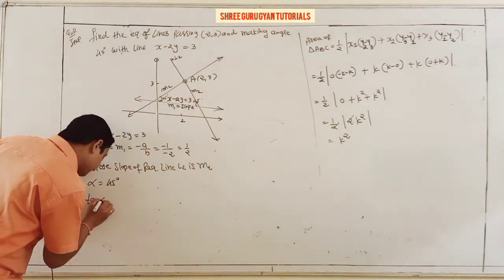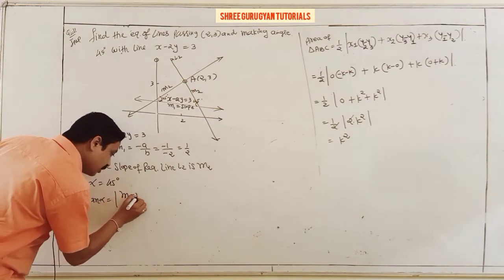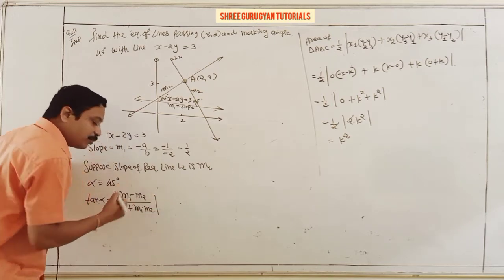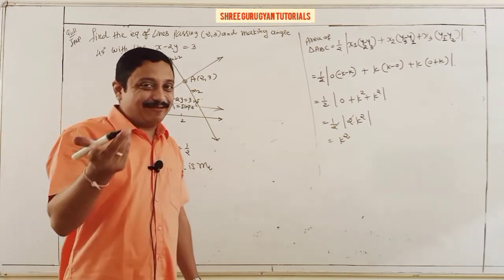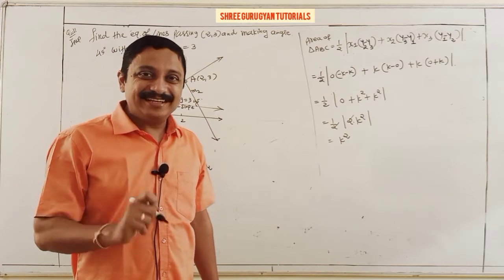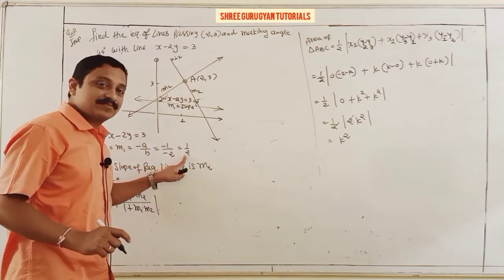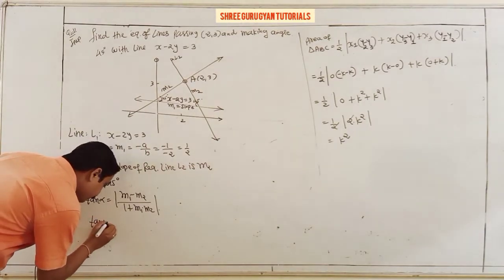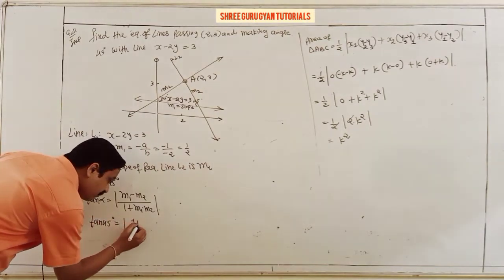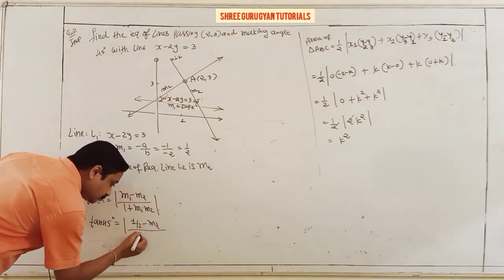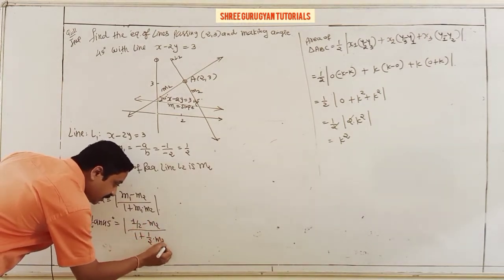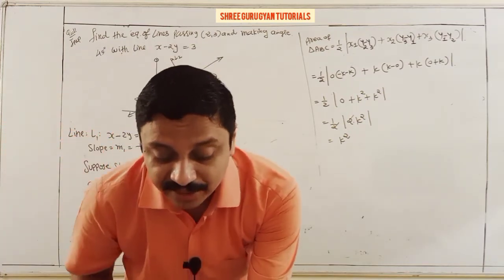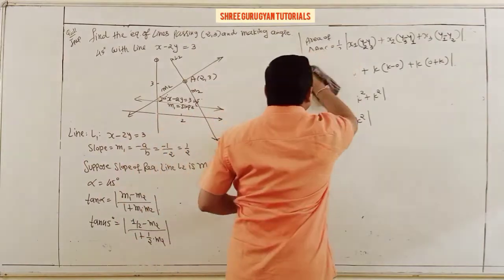So tan alpha equals (m1 minus m2) upon (1 plus m1 m2), and you know that alpha is 45 degrees, tan 45 is 1, and slope m1 is also known, students, here it is half. So we write down here tan 45 equals (half minus m2) upon (1 plus half into m2), and simply, students, you will derive the value for m2, yes, one by one.